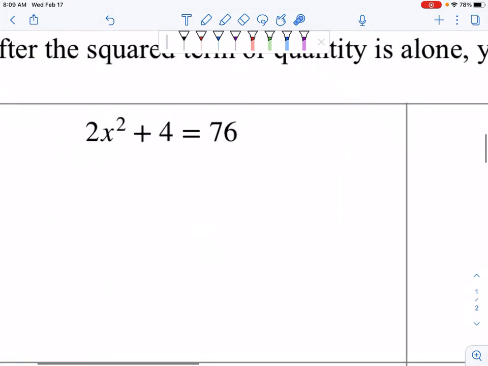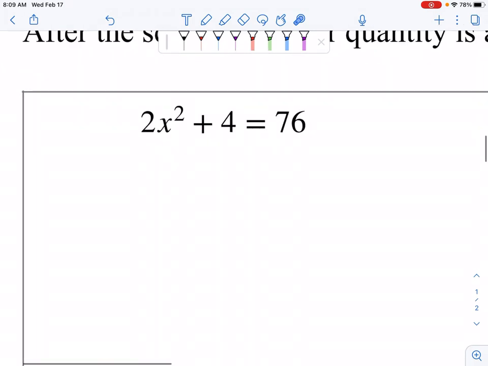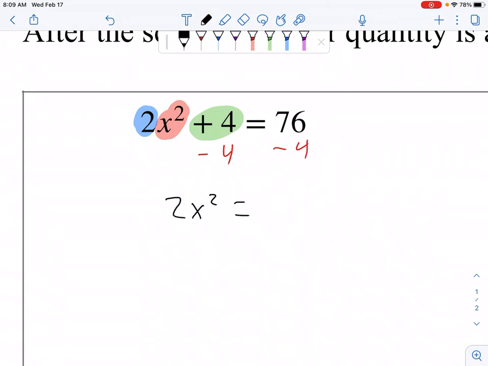So for example, this second power is only attached to my x. And eventually we're going to need to take the square root to get rid of this second power. But we're not going to be able to take the square root until I move this 4 and I move this 2. So I'm going to follow my order of operations for solving an equation, which means I'm going to subtract 4 from both sides first. I'll be left with 2x squared equals 76 minus 4, which should give me 72.